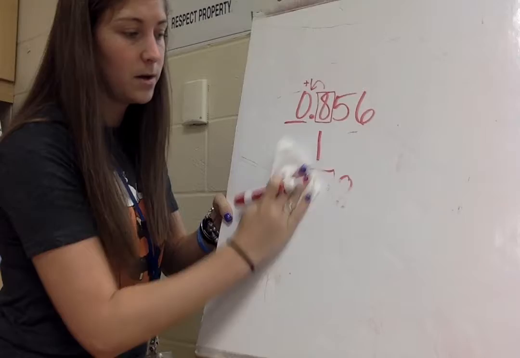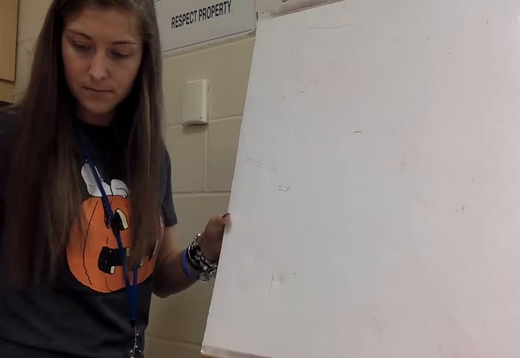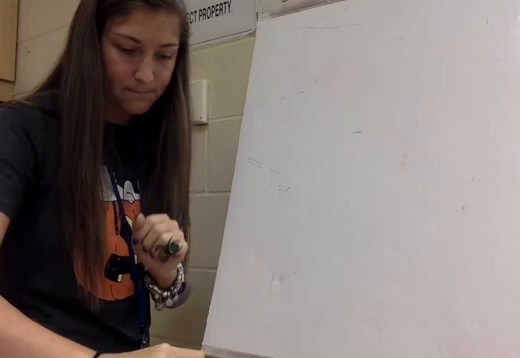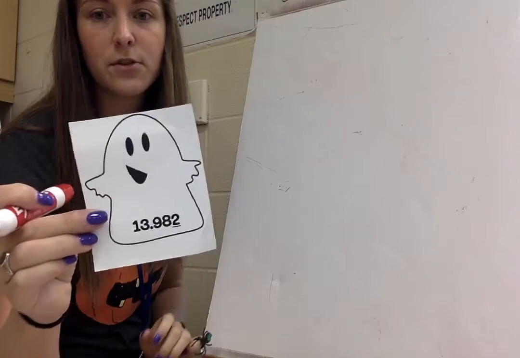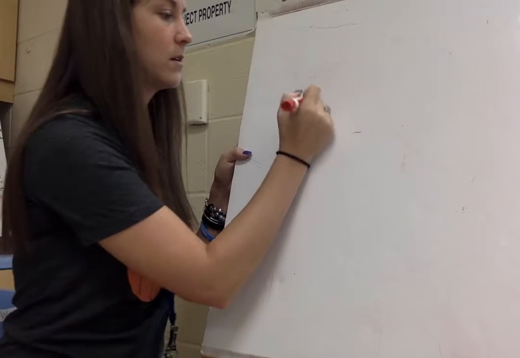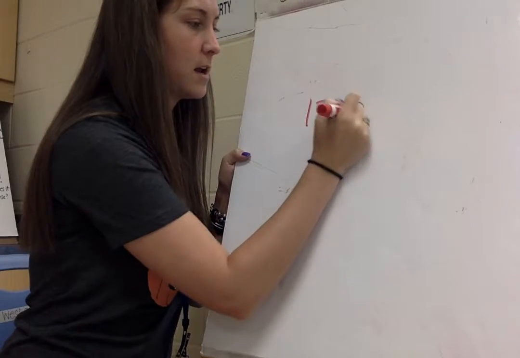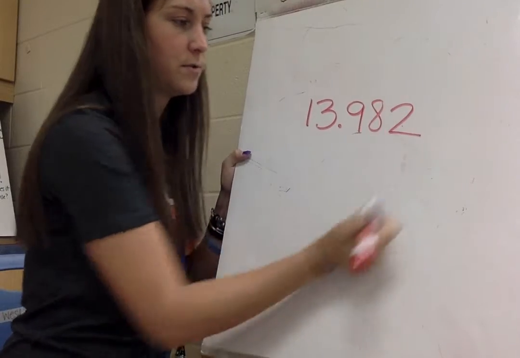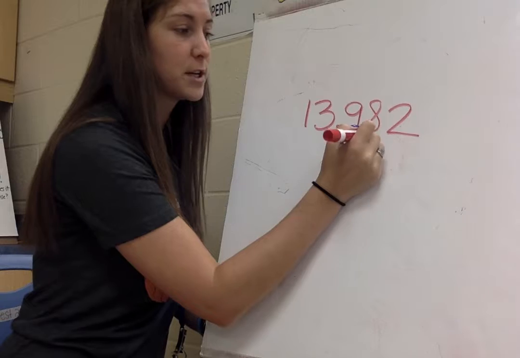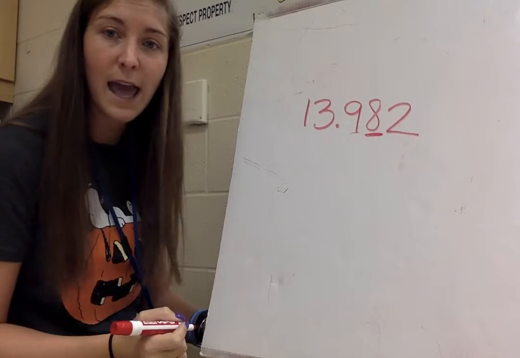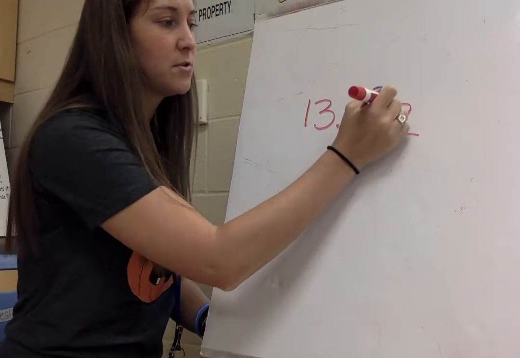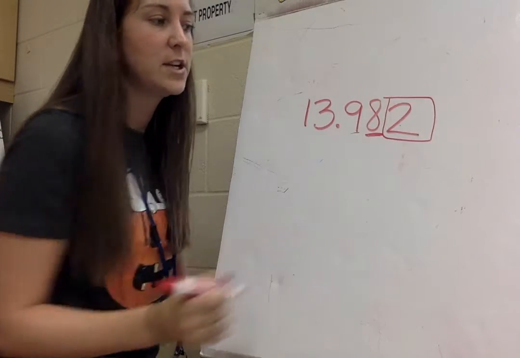All right, let's look at one more together. This number is 13 and 982 thousandths. I want to round this digit to the hundredths place. So my 8 is in the hundredths place. If I look next door, I have a 2.